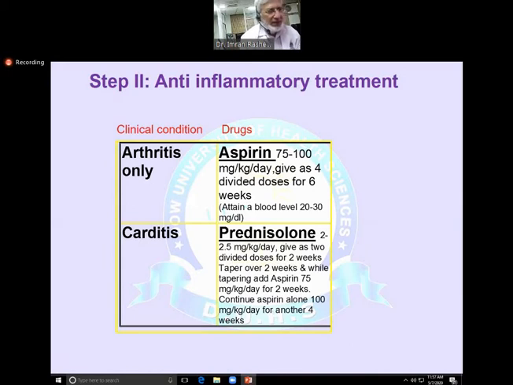But if the child has rheumatic fever with carditis, then you have to start with prednisolone first. The dose is 2 to 2.5 mg per kg per day. You give it as 2 divided doses for 2 weeks. Then after 2 weeks, you taper the dose gradually, and you finish the steroid dose in the next 2 weeks. When you start tapering the steroid, you add aspirin at a dose of 75 mg per kg per day during those 2 weeks of tapering. After 2 weeks, when the steroids are stopped, you continue aspirin alone at a dose of 100 mg per kg per day for another 4 weeks.